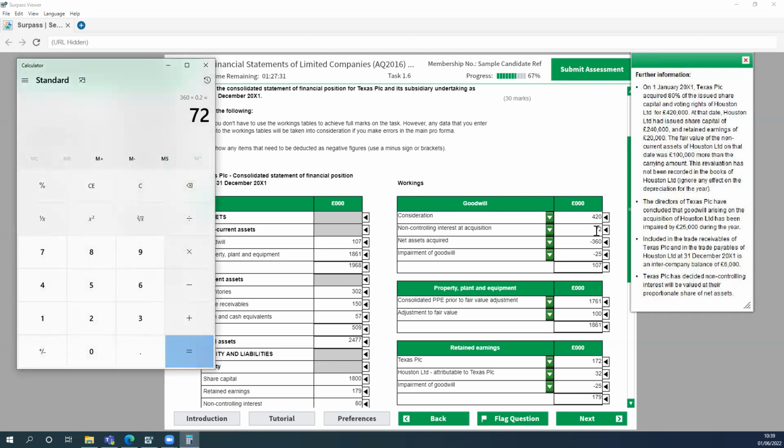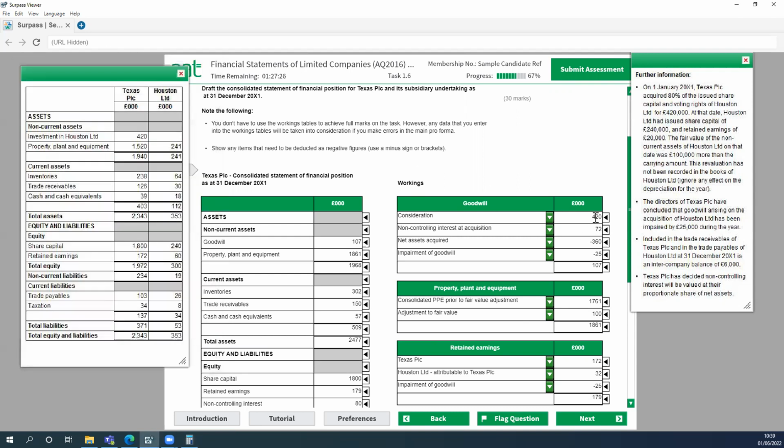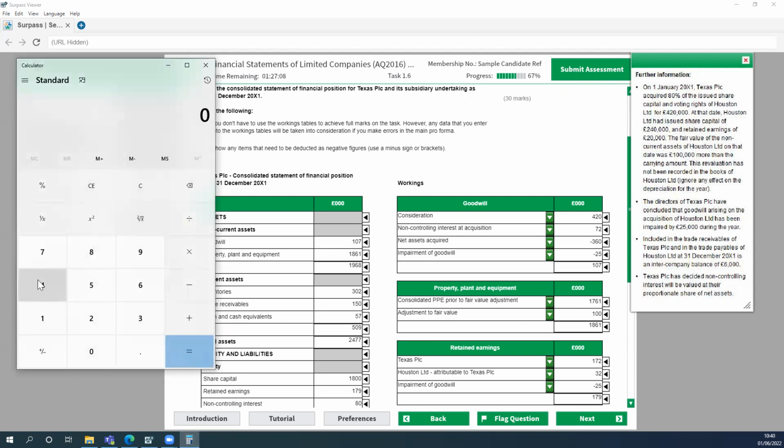gives you 72,000. Okay, so Texas is spending £420,000. The non-controlling interest has still got £72,000, and the net assets acquired at acquisition were 360,000. So 420 plus the 72. So again, that's what we've got. So they paid 420 for 80%. 20% is still with the non-controlling interest. So there's your 72. And the net assets acquired were 360,000. So minus 360 means the goodwill would have been 132,000.